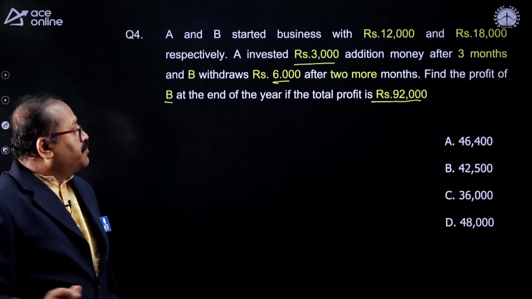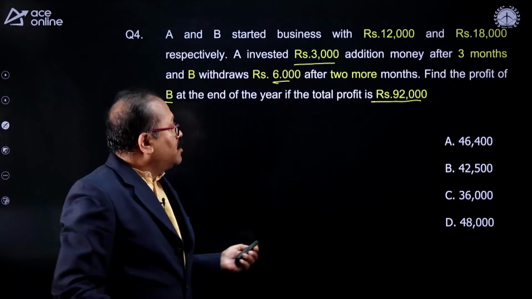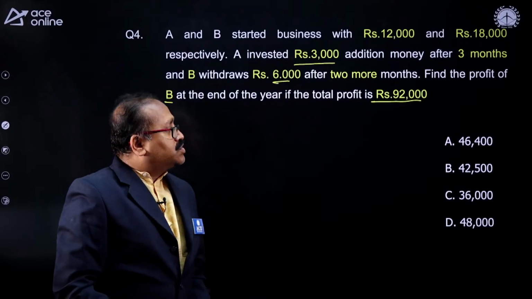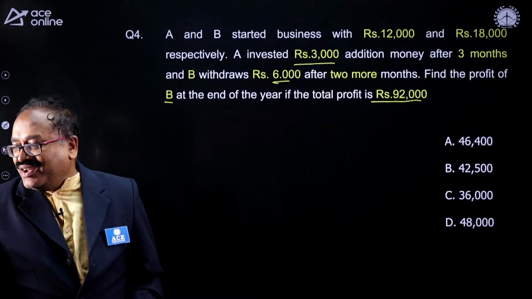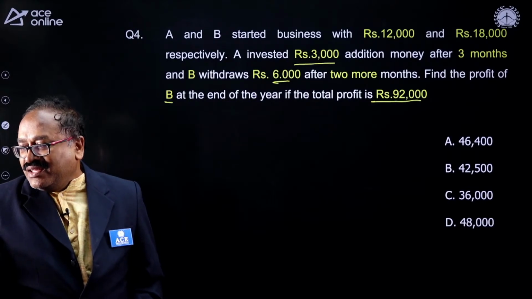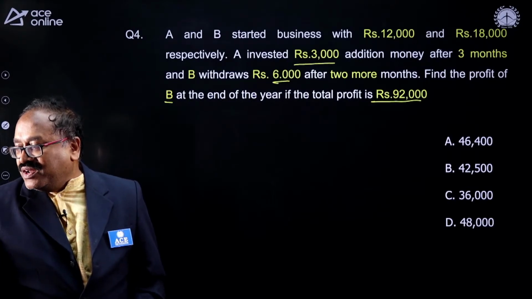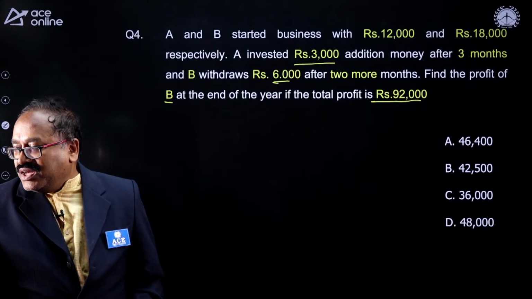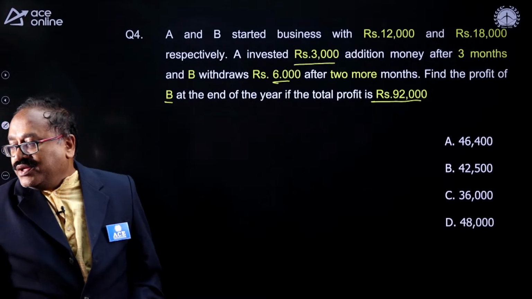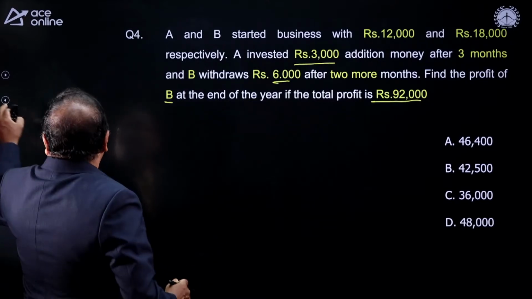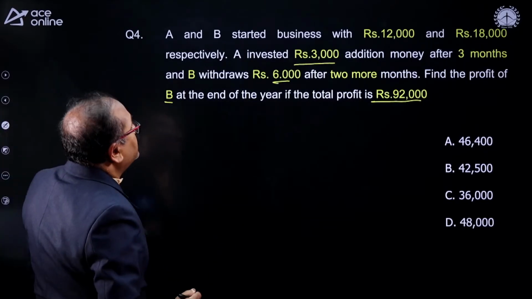So shall I give you 15 seconds? Please, I'm sorry, the timer is not there. Now think of it for a moment. Think of it for a moment, my young friends. The question number 4. Okay. Shall we do it together?